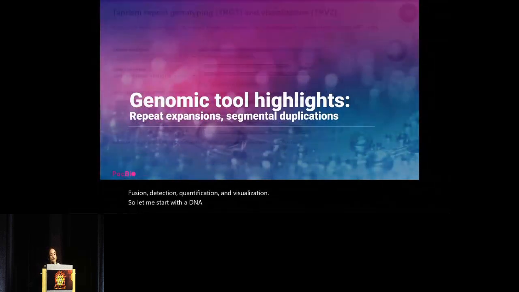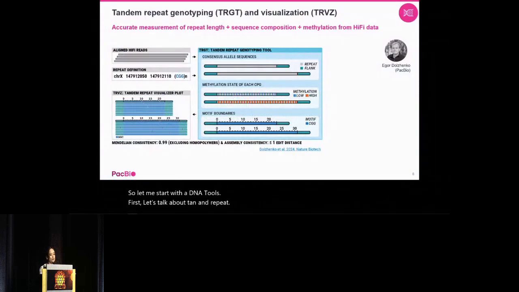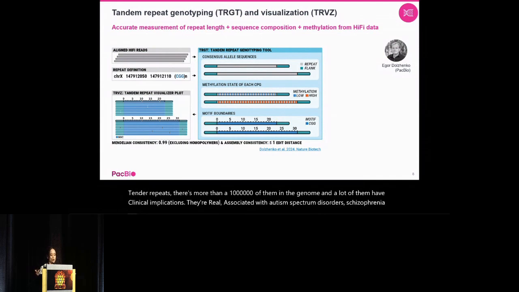First, let's talk about tandem repeats. There's more than 1 million of them in the genome, and a lot of them have clinical implications. They're associated with autism spectrum disorders, schizophrenia, and a variety of neurological diseases. But measuring tandem repeats is very hard because a lot of times these repeats have hundreds of copies of GAA or pentanucleotide repeats. It's very difficult to resolve them with short reads.